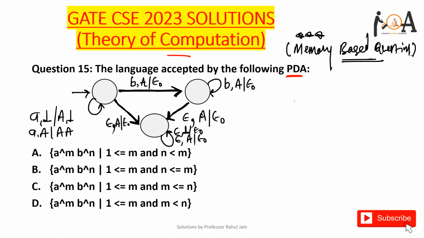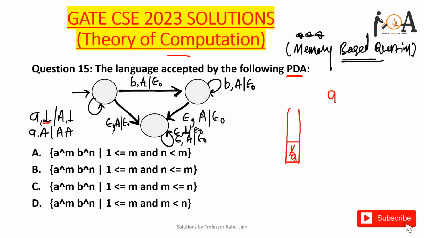Okay, let's start solving this question. So we have a pushdown automaton here, and you can see this symbol. Basically, this is the initial symbol. So let's say in the stack, the initial symbol is this perpendicular symbol. Now, what it indicates is that if we have an empty stack, then we can insert A. So if our string has a, we can insert A.